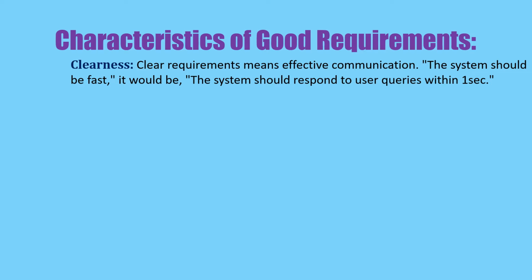Characteristics of good requirements. Clearness. Good requirements should be clear and unambiguous, ensuring that stakeholders understand what is expected from the system. Clear requirements facilitate effective communication and reduce the risk of misunderstanding or misinterpretation. Instead of stating the system should be fast, a clear requirement would be the system should respond to user queries within 1 second.